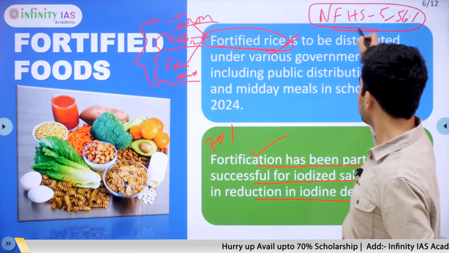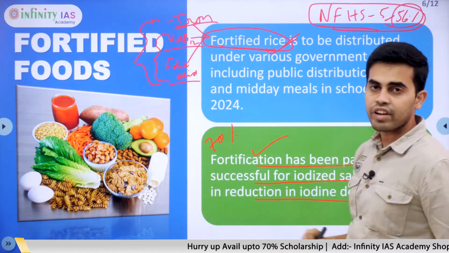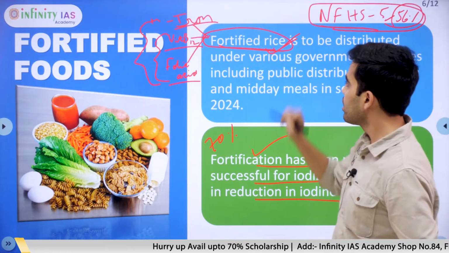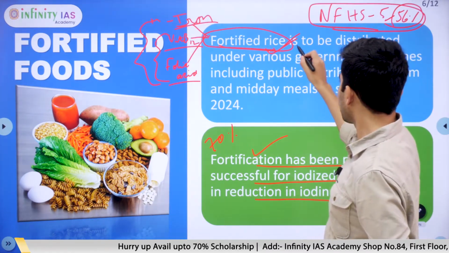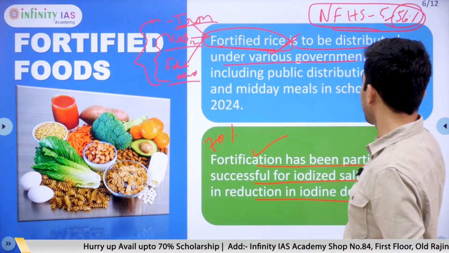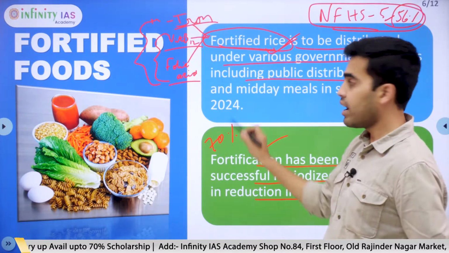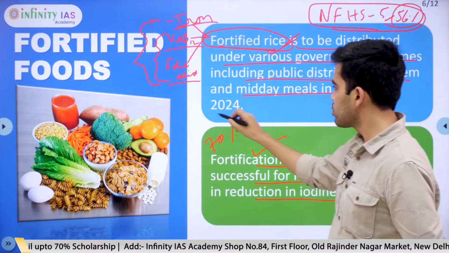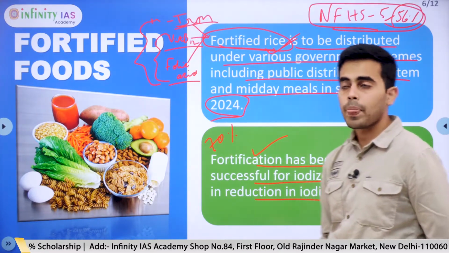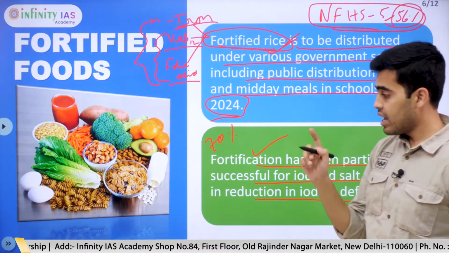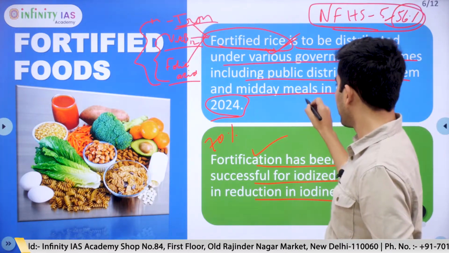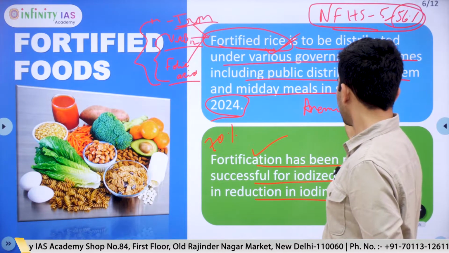So to combat this increasing prevalence of anemia, Government of India has started fortified rice to be distributed under various government schemes, including PDS and midday meals in schools by 2024. This fortified rice is also a part of our Anemia Mukt Bharat.